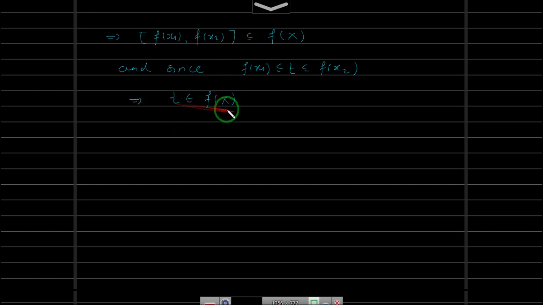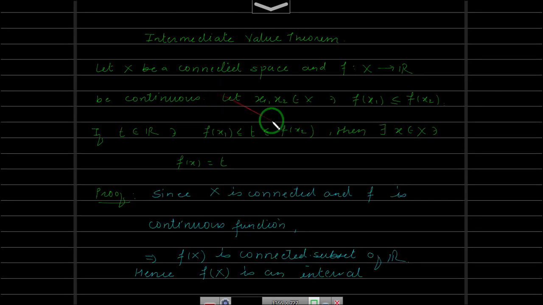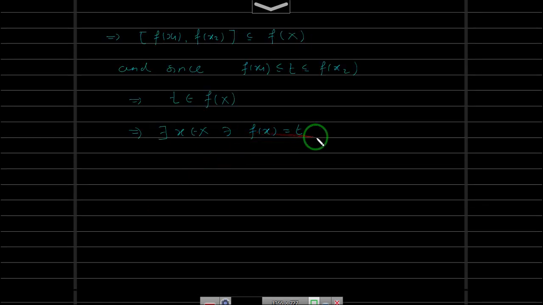What does that mean? t is in the range, and since t belongs to f(X), that means there is a point in X which is mapped to t, otherwise it cannot belong to f(X). This implies there exists some x belonging to the domain X such that f(x) equals t, right? And this is what we wanted to prove. What we have started with is this: we have taken some t in between, and we proved that there exists some x such that f(x) equals t, and this completes our intermediate value theorem.